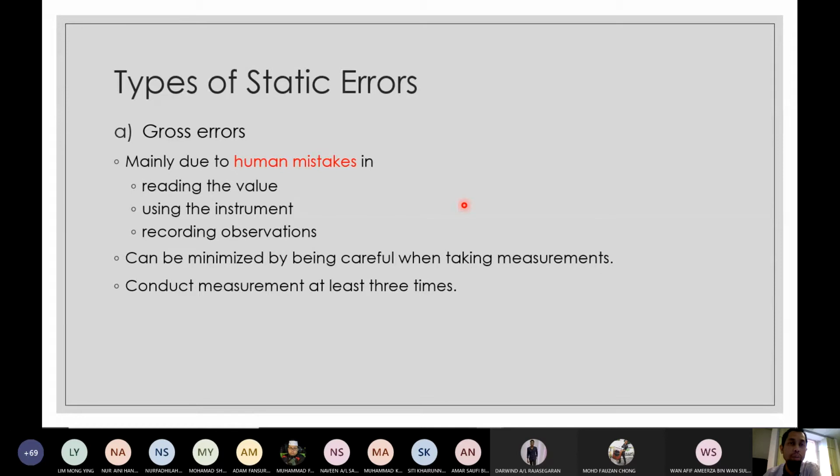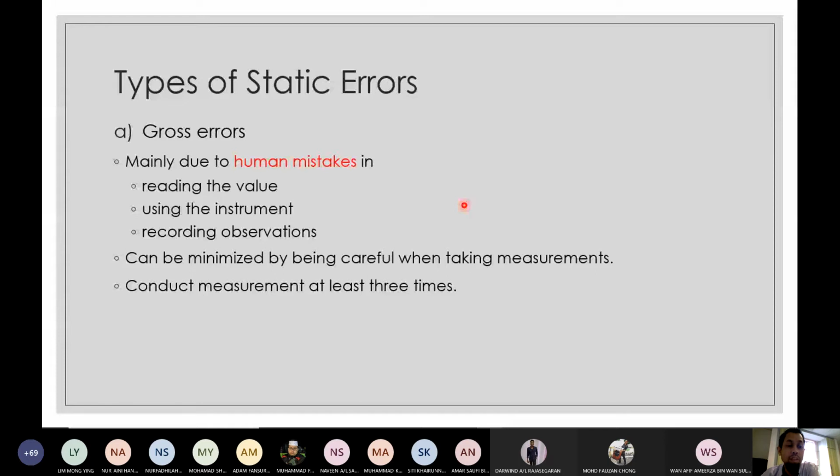Gross error can usually be minimized by being careful when taking measurements. This is why it's good practice whenever you do measurement, you don't do it alone. You do it in groups, at least with a partner. In real life, even now, if you go into engineering, if you go for measurement, usually they assign you in pairs so that you make sure you take the correct reading and you have somebody else to verify that your reading is correct.